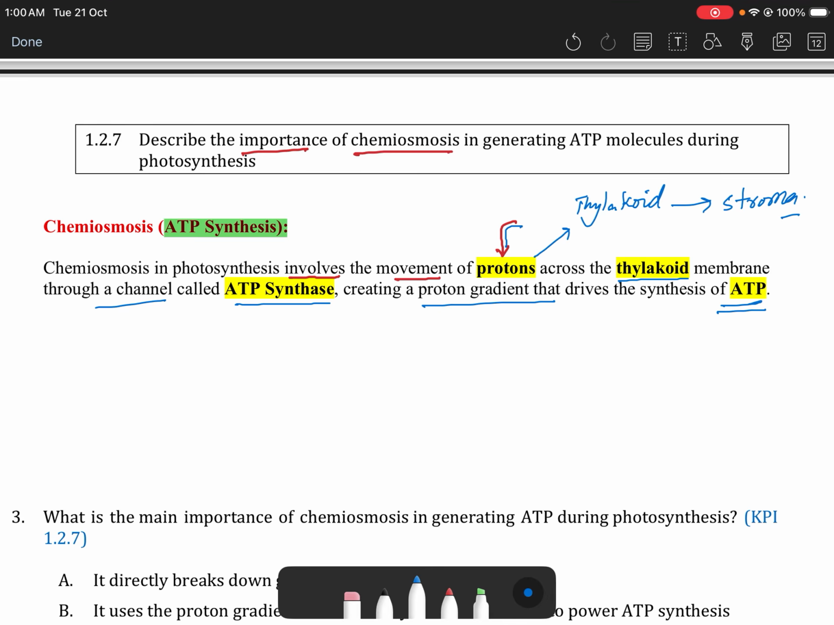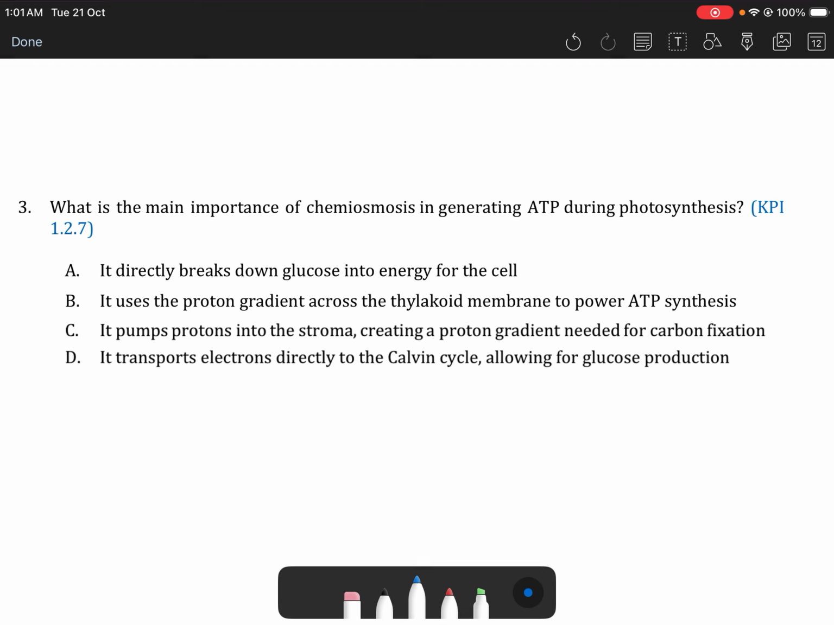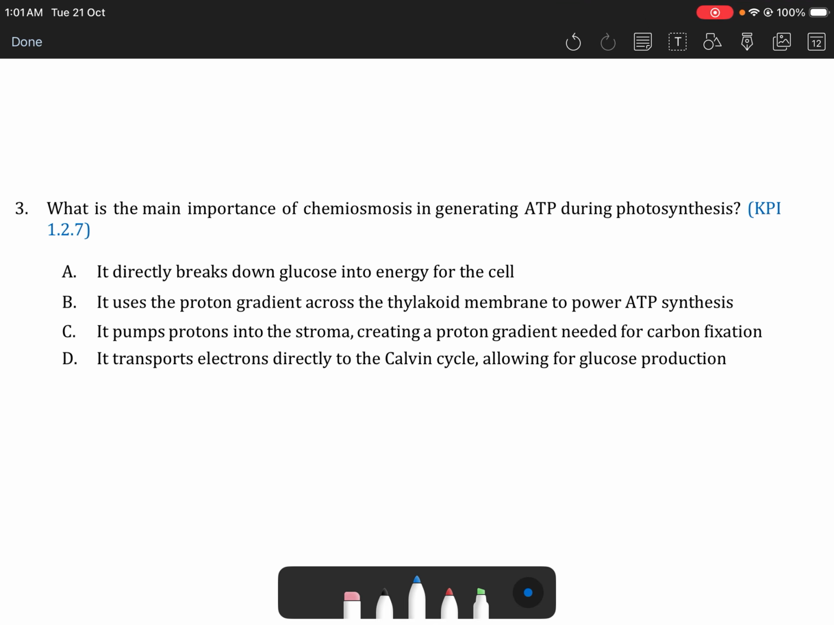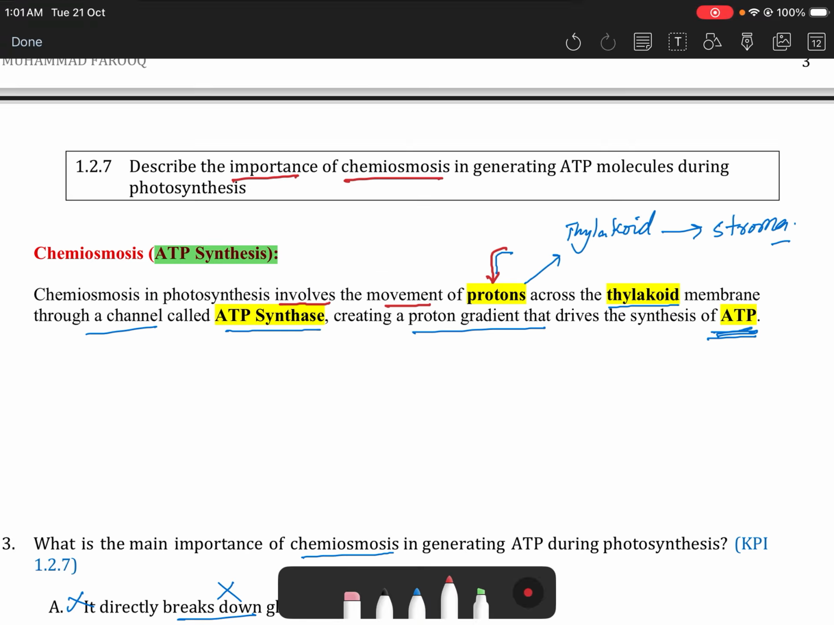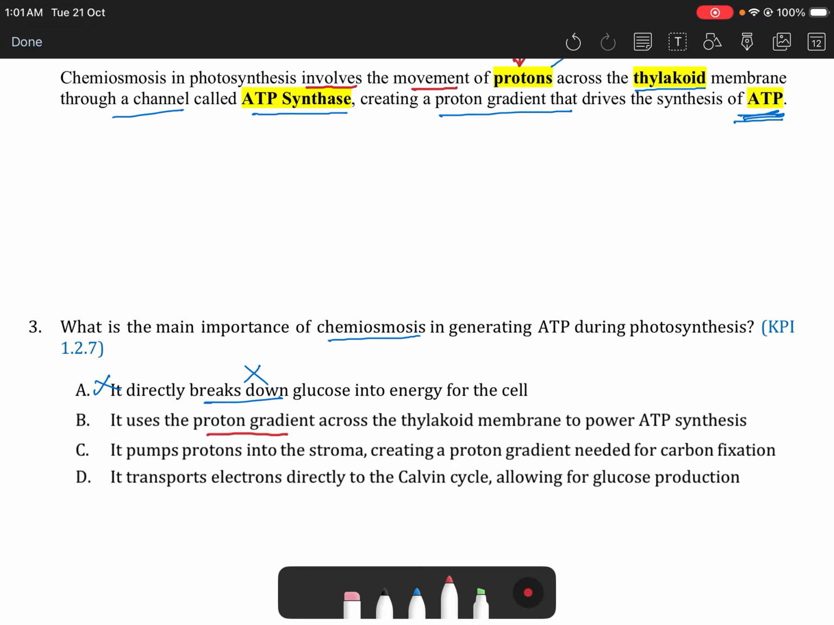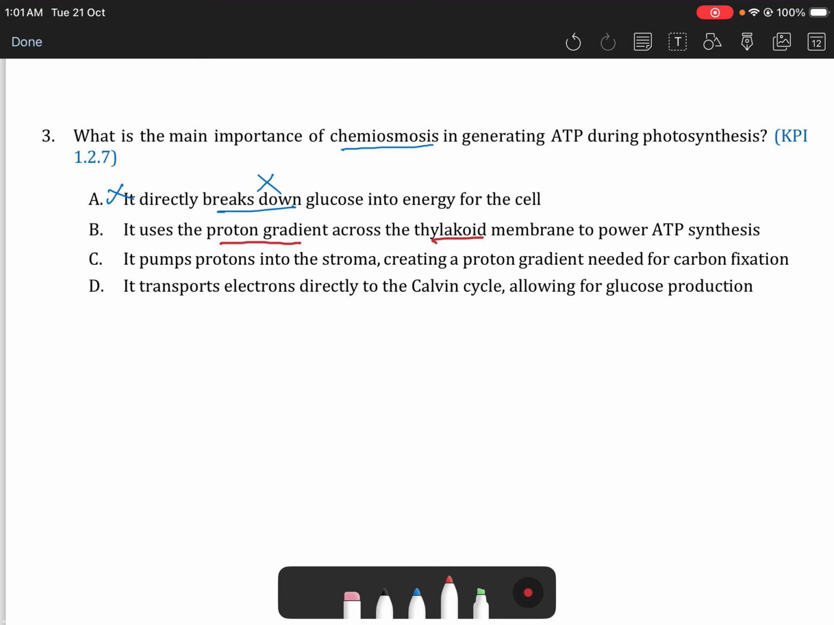This movement drives the ATP production. What is the main importance of chemiosmosis in generating ATP during photosynthesis? So it directly breaks down? No, of course there is no breakdown. Okay, so focus on the keywords. It uses the proton gradient. Yes, we discussed over here. It uses the proton gradient across the thylakoid membrane to power ATP synthesis.